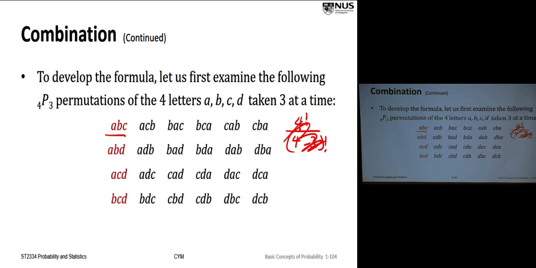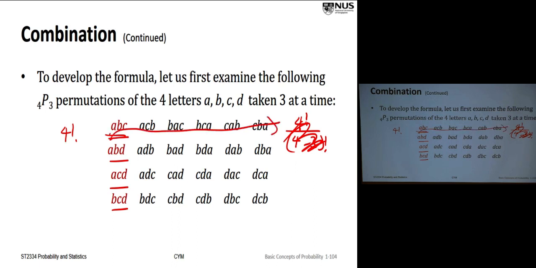Altogether there are 24, 4 factorial arrangements. We only need 3 of them, so we select 3 out of it. Altogether it can be A, B, C; A, B, D; A, C, D; and B, C, D. If you choose A, B, C, you have to arrange them: A, B, C; A, C, B. So these are the arrangements that you have.